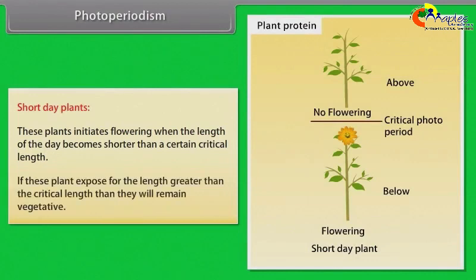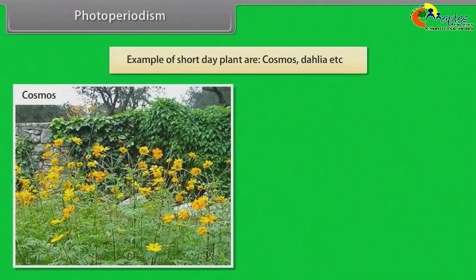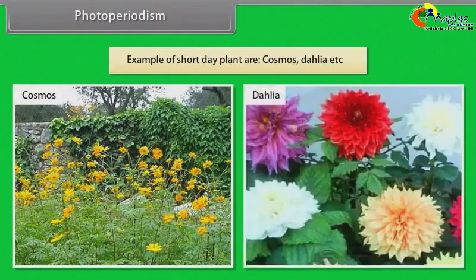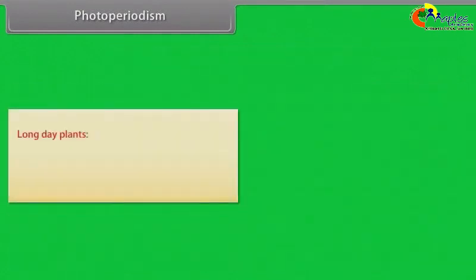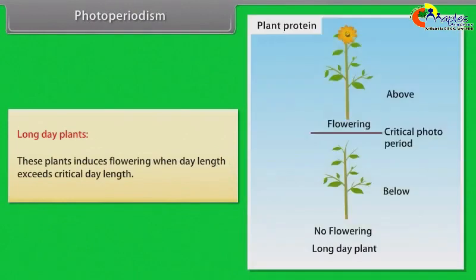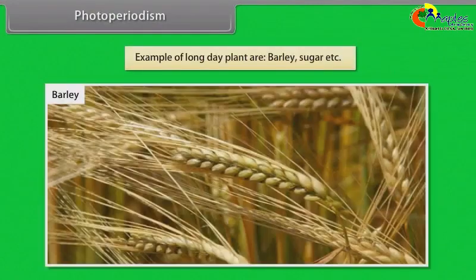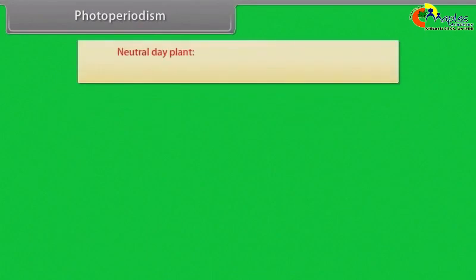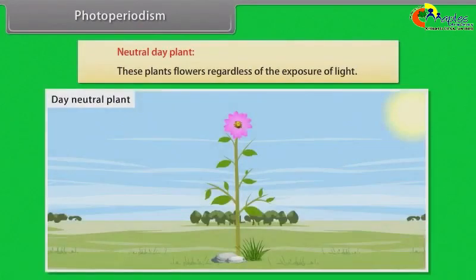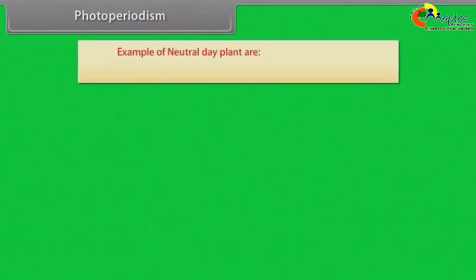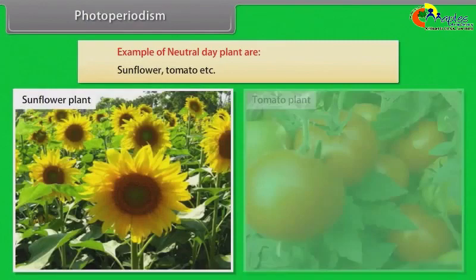If these plants are exposed for a length greater than the critical length, then they will remain vegetative. Examples of short day plants are Cosmos, Dahlia, etc. Long day plants. These plants induce flowering when day length exceeds the critical day length. Examples of long day plants are barley, sugar beet, etc. Neutral day plants. These plants flower regardless of the exposure to light. Examples of neutral day plants are sunflower, tomato, etc.